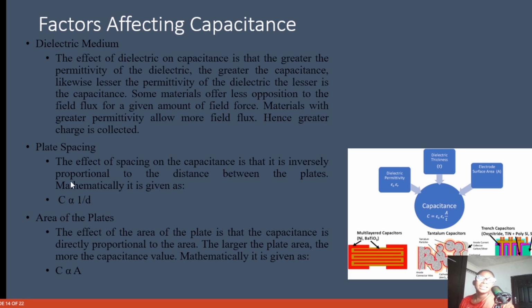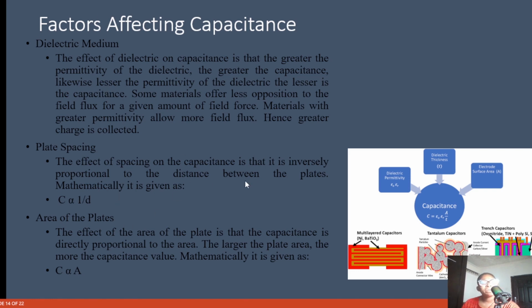The second is the plate spacing. We've talked about this, we already explained this. I told you that the first one is telling us that the type of dielectric material we use affects it. The type of dielectric material tells us the amount of charge the capacitor can store. The ability of the capacitor depends on the dielectric material.